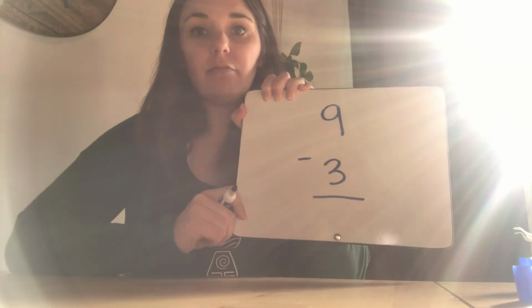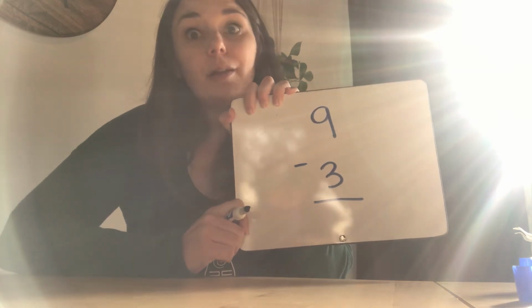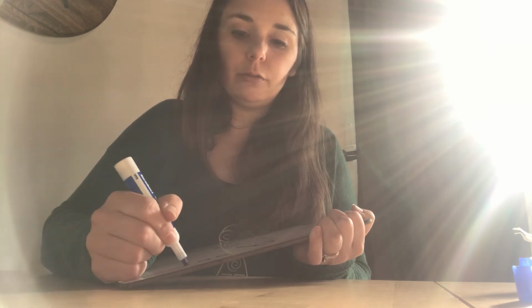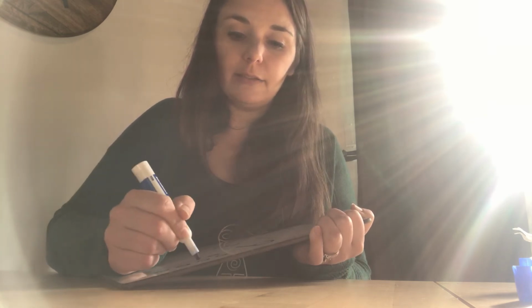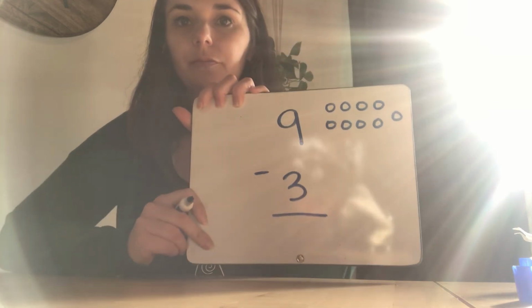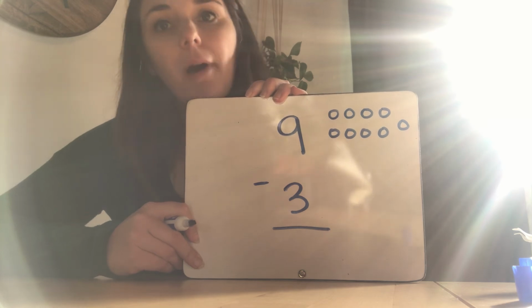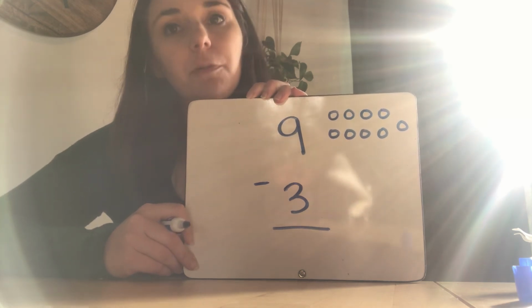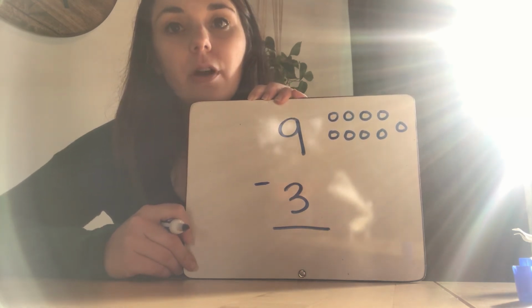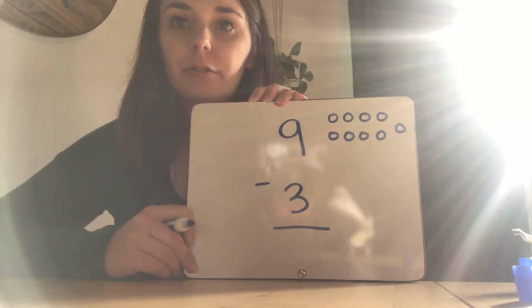We start with 9. We need to draw 9 somethings. I'm going to draw circles. 1, 2, 3, 4, 5, 6, 7, 8, 9. Can you draw 9 circles now? Remember, if you need to pause, you can pause anytime and then keep going. So, I drew 9 circles.